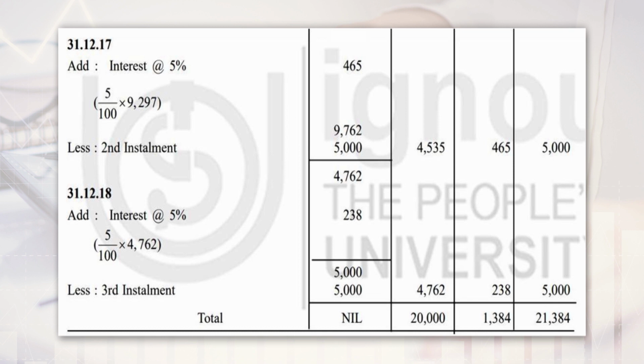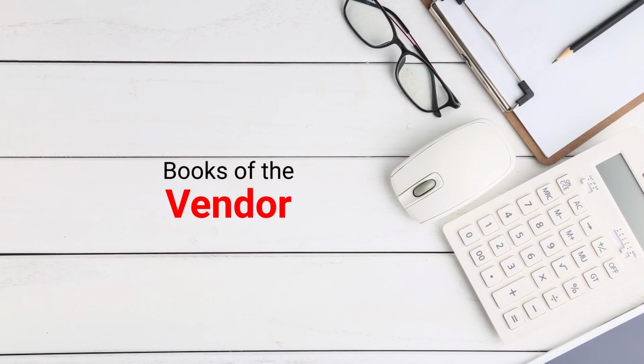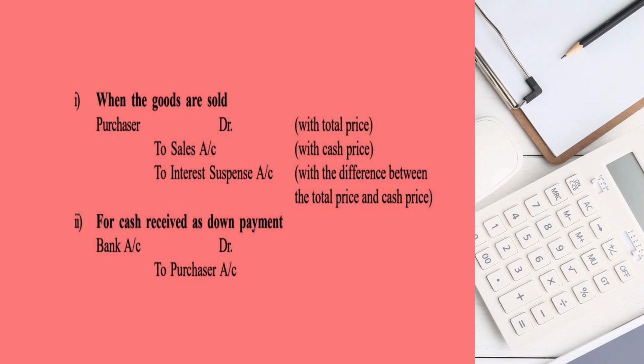So it comes to 5,000. So third year installment 5,000, nil. So out of this third year installment 5,000, 4,762 is the principal amount and this 238 is the interest amount. So if we make the total of this interest and principal, it comes to 5,000, which is the third year installment.